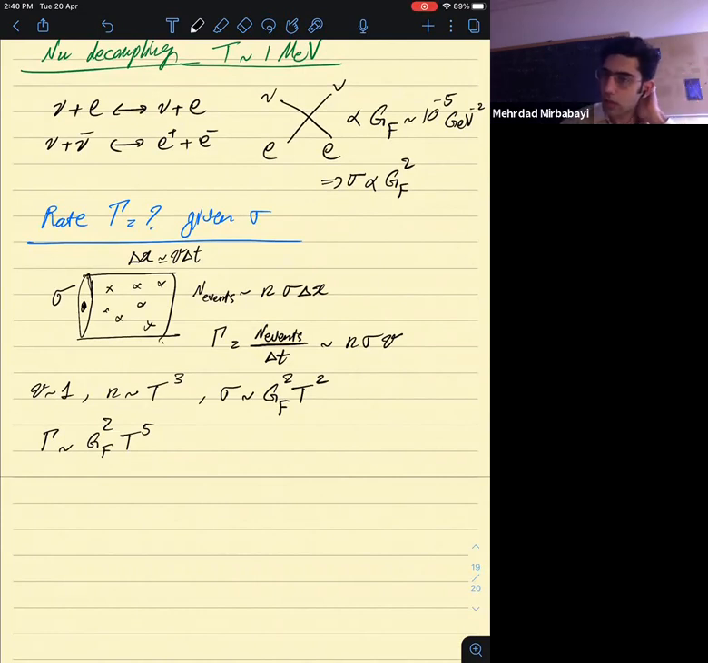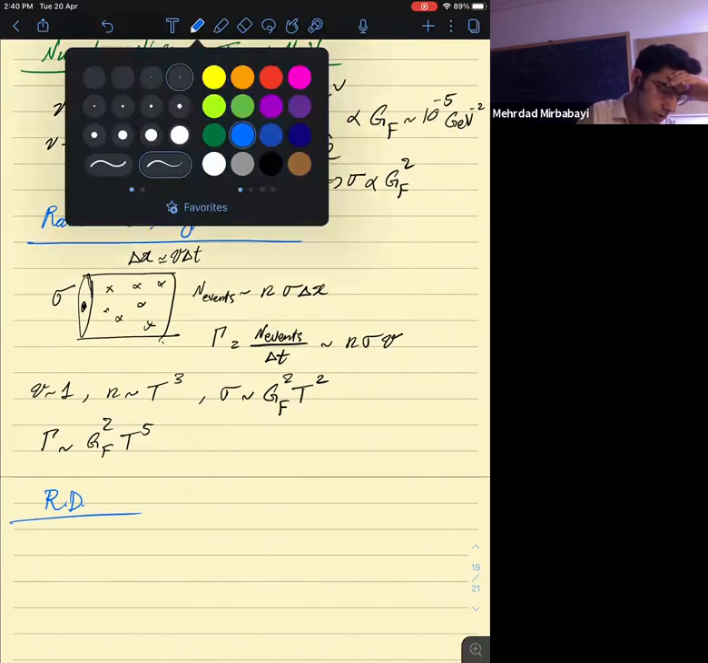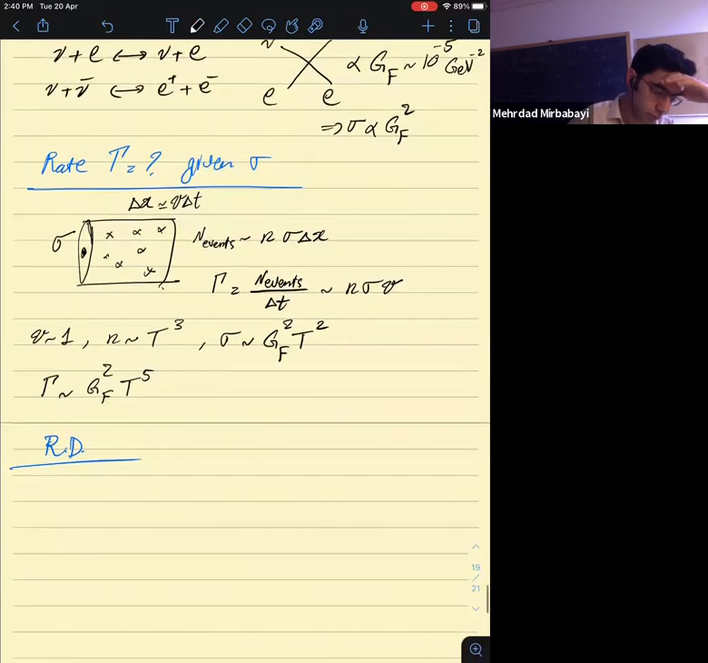Now let us also remember how radiation dominated cosmology works, because the temperature is also related to the expansion rate during radiation domination. So we have radiation dominated cosmology. We remember that the Friedmann equation is H squared equals 8 pi G over 3 times rho.